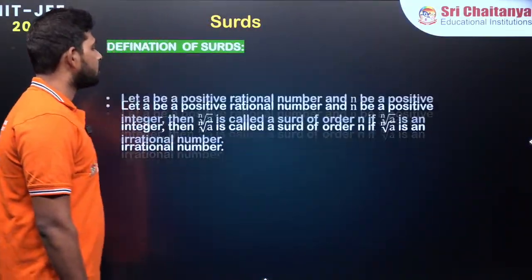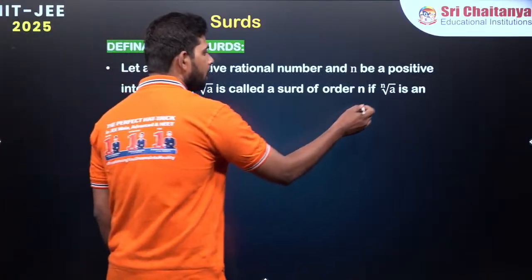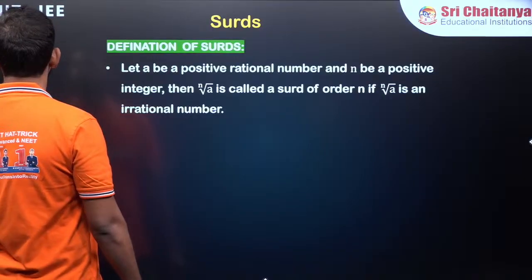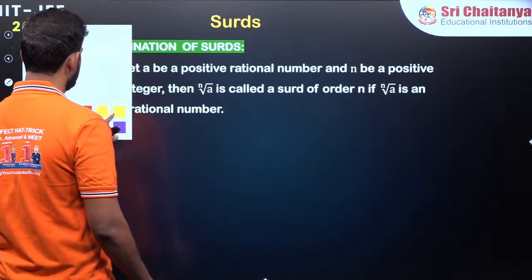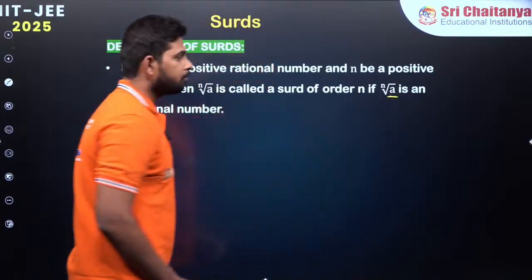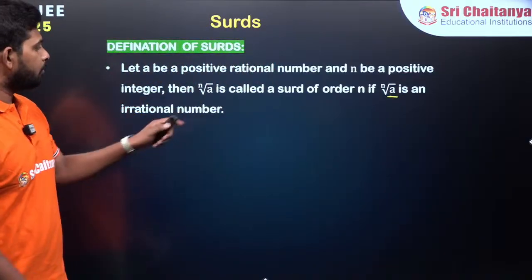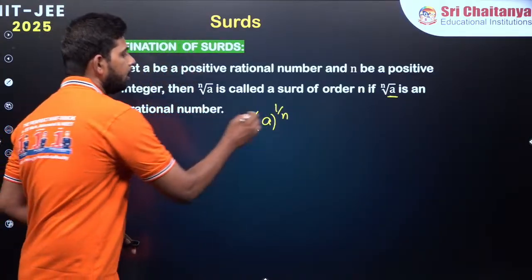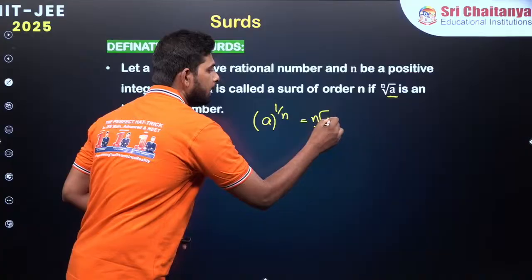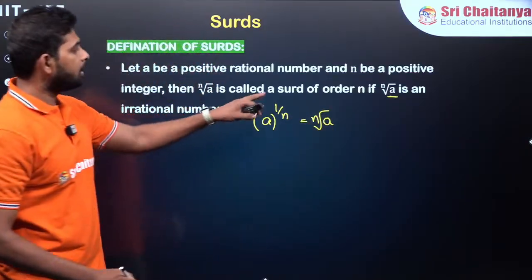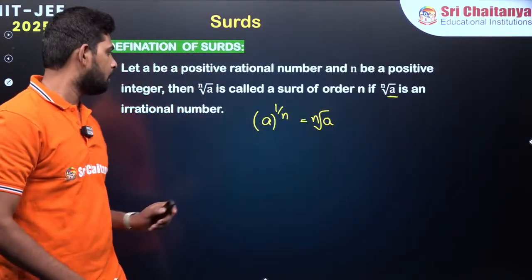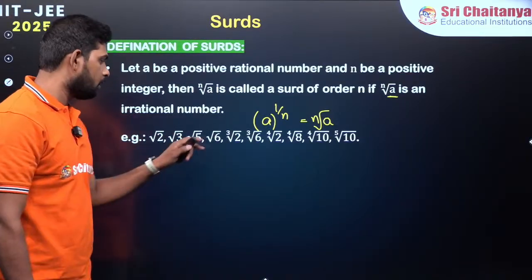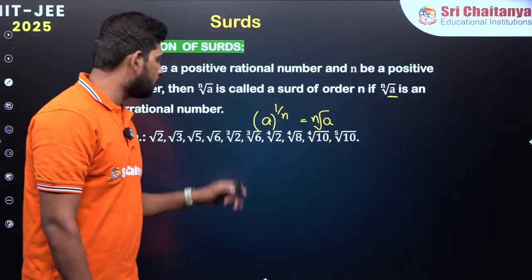That is the definition of surds. If I take any number A, which is a rational number, and I write A power 1 by n, or you can write nth root of A, that is called a surd. You can give the order for this surd, that is an nth order surd. There are some examples here. We can see root 2, root 3, root 5, root 6, and also you can take cube root of 2.